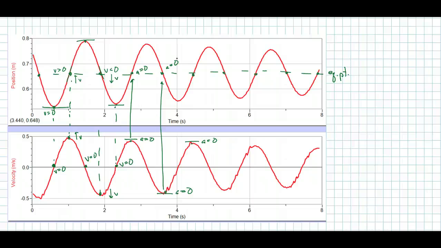It accelerated all the way towards that position, which is why it's moving fast when it gets there. And then all the way on the other side of that position, the acceleration changes direction, and it's going to slow down the motion.